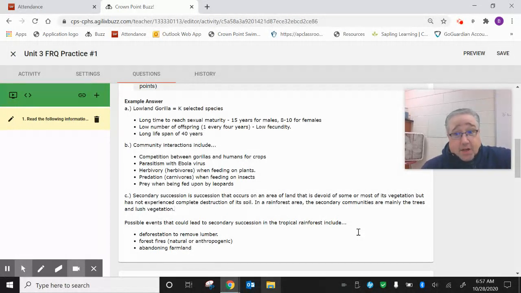Then you had to describe how it can be initiated. What are some things that could cause that vegetation to be removed? There's probably two answers that are really common. One of them is just deforestation, removing the forest for whatever reasons. Lumber, timber companies do this. That's a really common thing. The other one would be forest fires, and that can be either natural or anthropogenic. Obviously, that would force secondary succession.